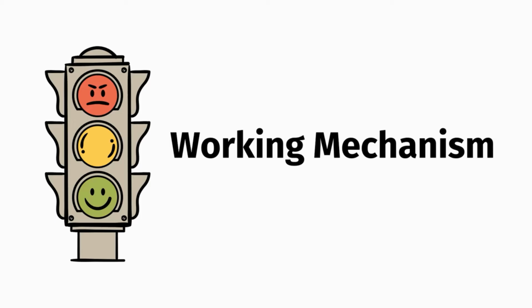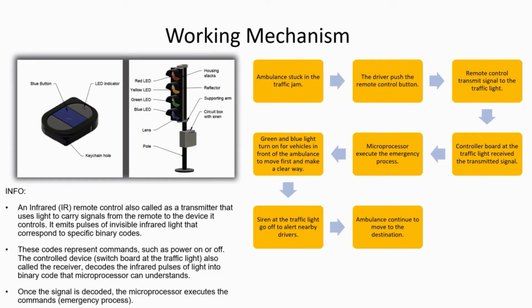Moving on, I'm going to explain the working principle or working mechanism of our system. To start, let's take a situation where an ambulance is stuck in a traffic jam and cannot pass through the heavy traffic. That means this ambulance is far behind the start of the traffic lights.